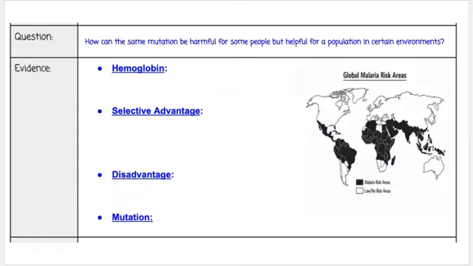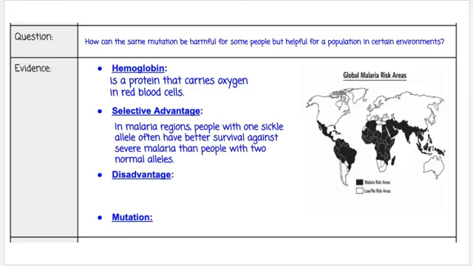So our question is, how can the same mutation be harmful for some people, but helpful in certain populations in certain environments? So first we have hemoglobin, and this is a protein that carries oxygen in red blood cells. Having the sickle trait is a selective advantage in regions such as South America or Africa because malaria is a disease that is caused by mosquitoes. And having this sickle blood cell shape makes mosquitoes less likely to bite you in these areas.